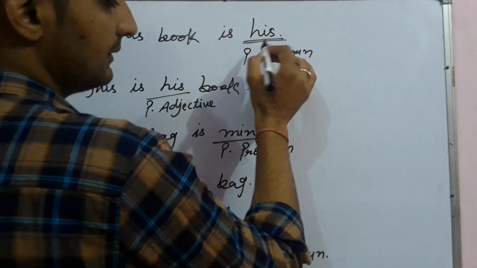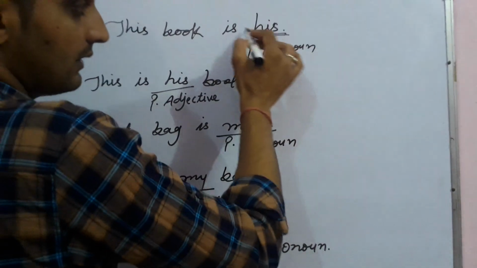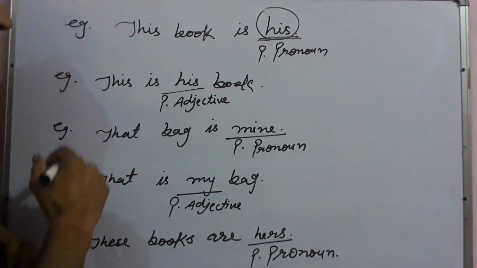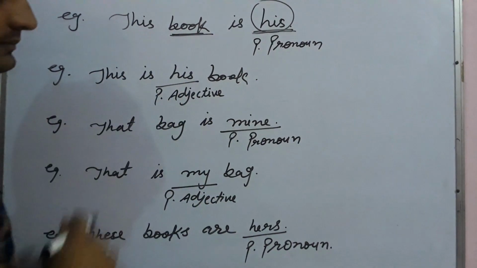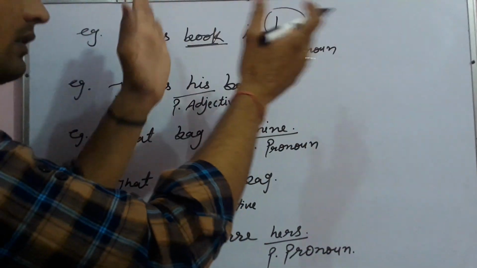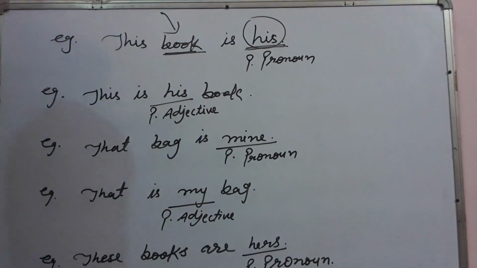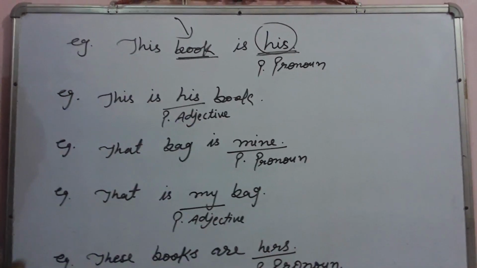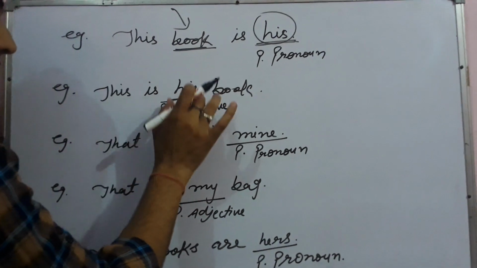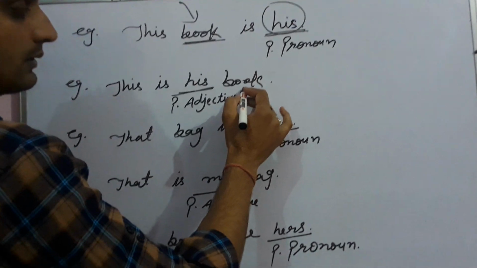This word is possessive here, and this word is indicating the right of the subject on the book. This word is showing the right of the subject, showing the belongings, showing the possession of the subject on this book. Next one, this is his book. This word is possessive here, and this word is showing the right of the subject on this book.